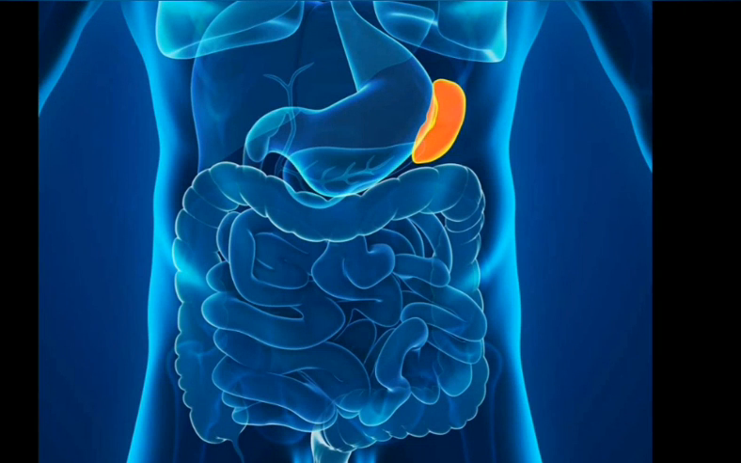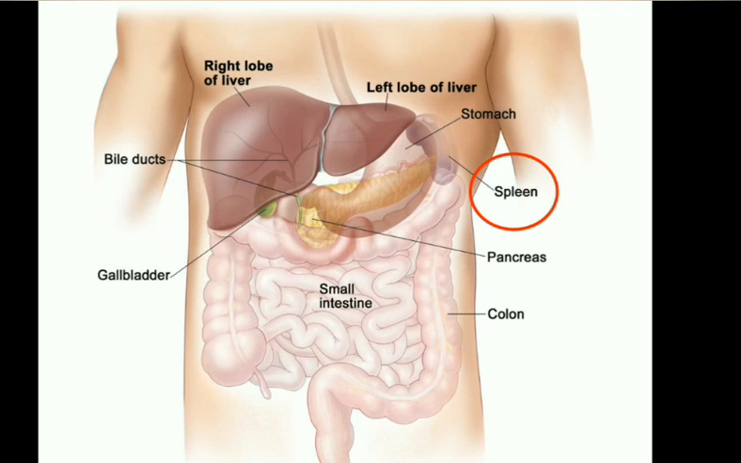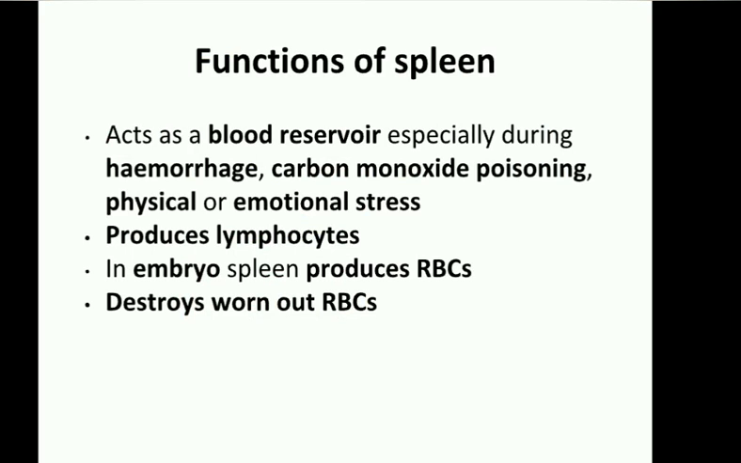Now we have the most important lymph organ, that is the spleen. This orange part is the spleen. Now we have the function of the spleen, that is, it acts as a blood reservoir, especially during hemorrhage, that is caused when the blood does not clot properly and there is a huge loss of blood. This is also due to the deficiency of vitamin K, and during carbon monoxide poisoning, physical or emotional stress. Then it produces lymphocytes also.